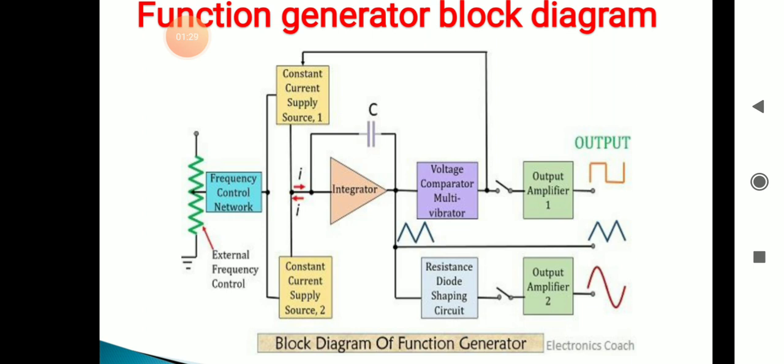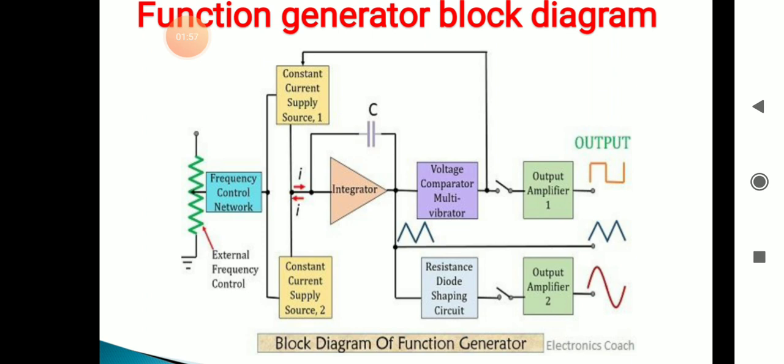Once you provide the input using the function generator, these functions are available simultaneously or selectively at the output. What are those functions? They may be different waveforms: sine, triangular, square, or sawtooth. Different kinds of functions are available using this function generator, and you can observe them on the CRO.